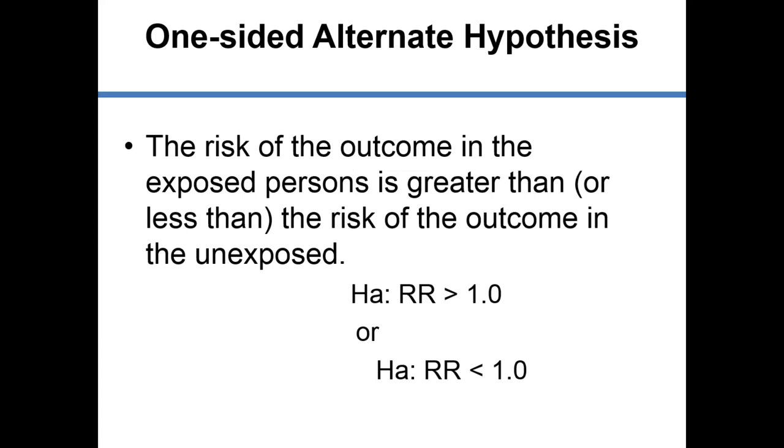Now we have a one-sided hypothesis. Oh, it's higher than one. That means the exposure is bad. Only bad, not good. Can't be good. Won't look at good. Or the alternate is that the risk ratio here is less than one. In other words, the exposure is protective. It's good. It stops you from getting this horrible disease. These are one-sided alternate hypotheses. I prefer two-sided for most applications. Next slide, please.